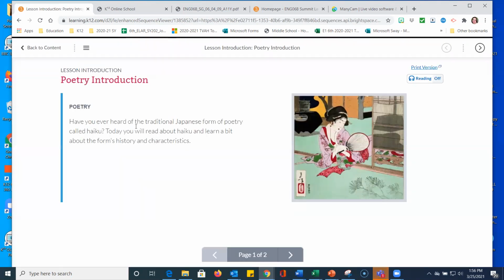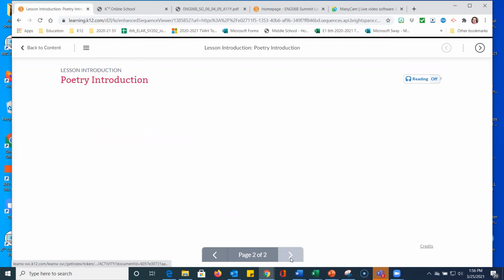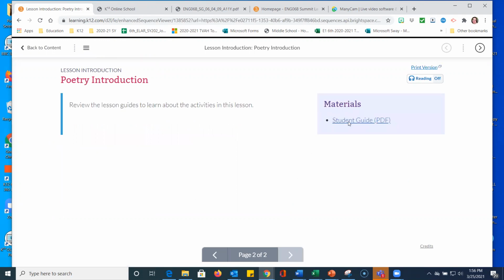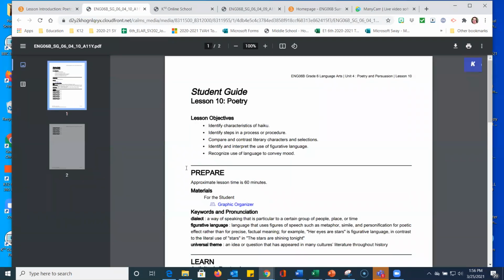Poetry. Have you ever heard of the traditional Japanese form of poetry called haiku? Today you will read about haiku and learn a bit about the form's history and characteristics. Slide 2. There's our student guide. So I'm going to go ahead and download the student guide.